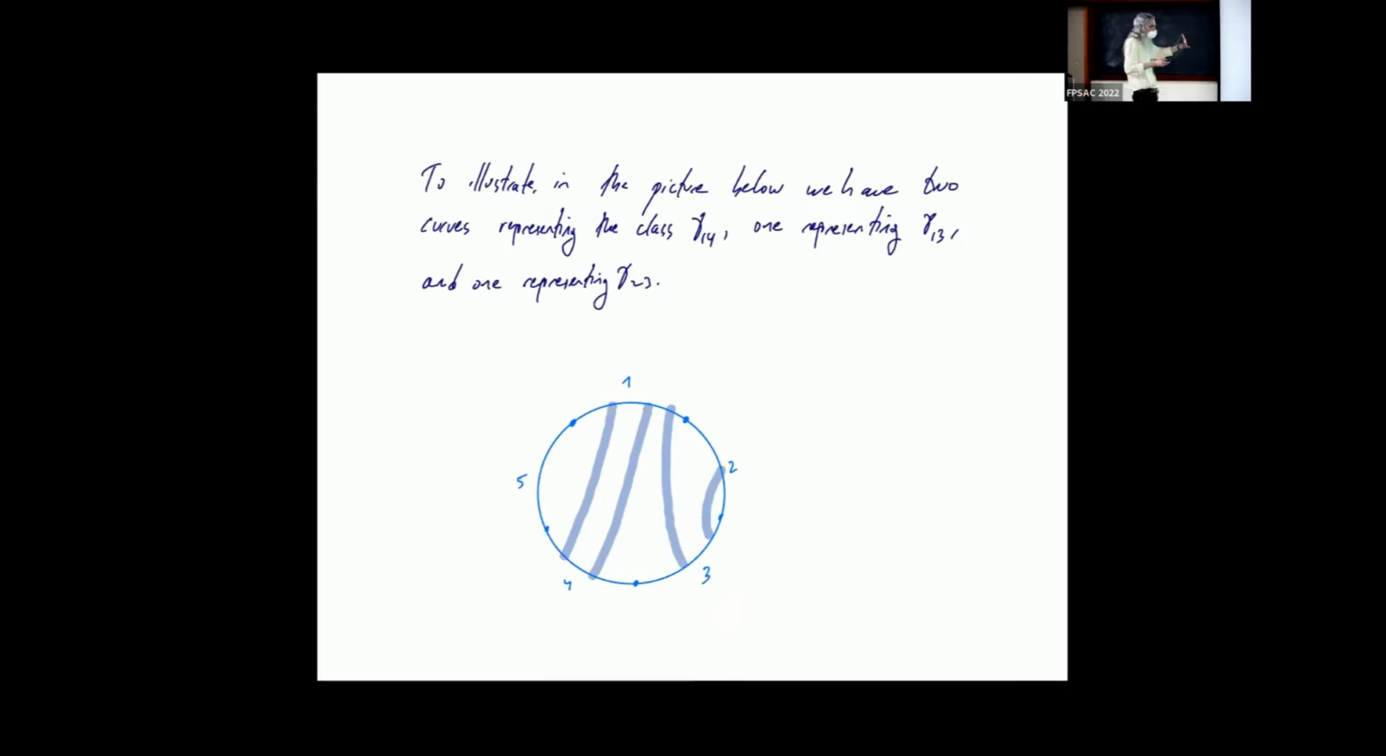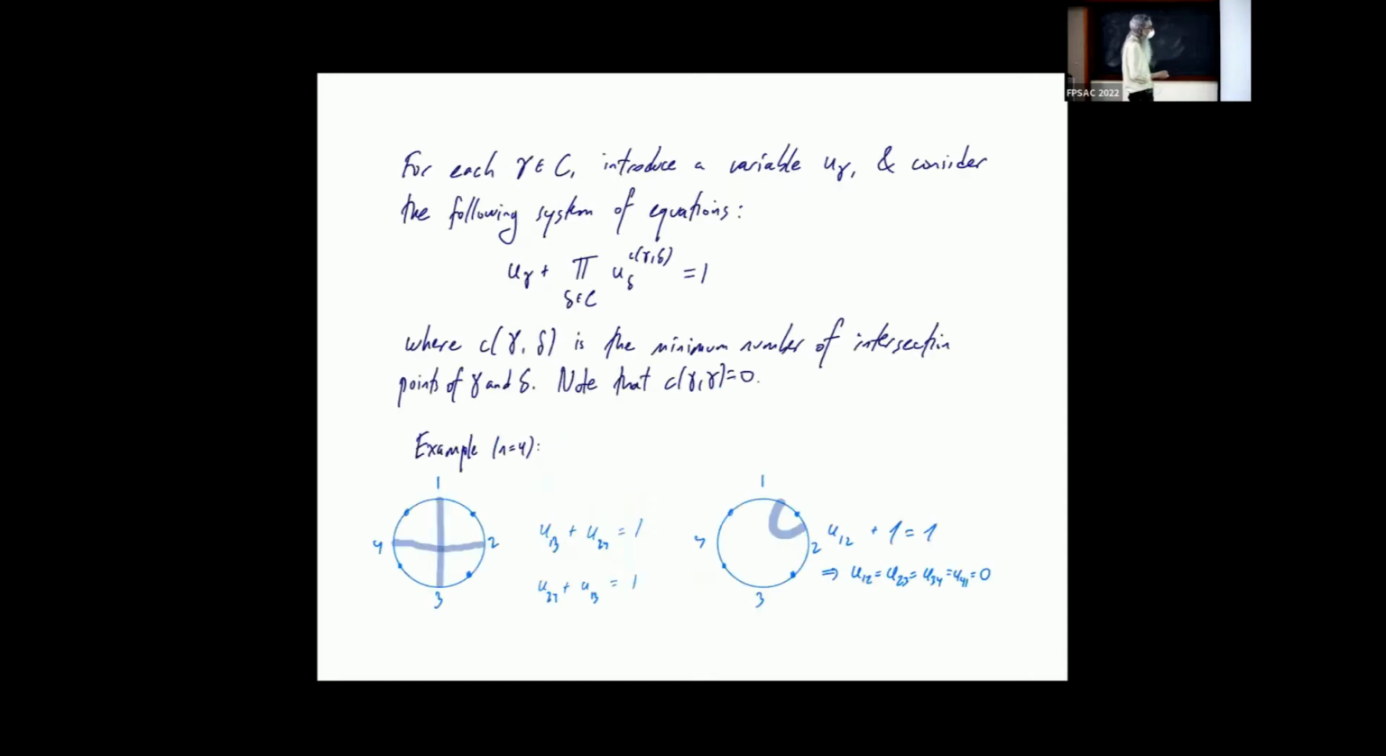I haven't told you anything about what I'm doing with the curves just yet. I'm thinking about the set of all the curves for now. And then what I'm going to do is write down a bunch of equations. And so the equations are right there. So one equation for each curve, gamma. The equation says u gamma plus the product over all the deltas that cross gamma, those 2 things together are supposed to sum to 1.